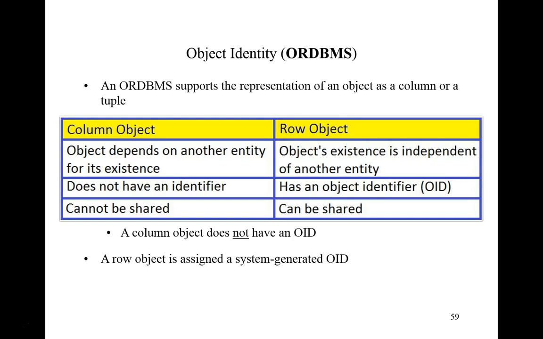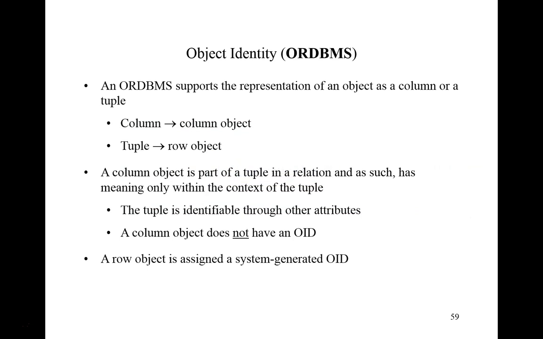If an object's existence is strictly dependent upon some other entity, the object can be instantiated as a column object. So a column object cannot be shared. Access to such an object is achieved only through access to the row in which the object resides. That is, the row provides a context which gives meaning to the column object.